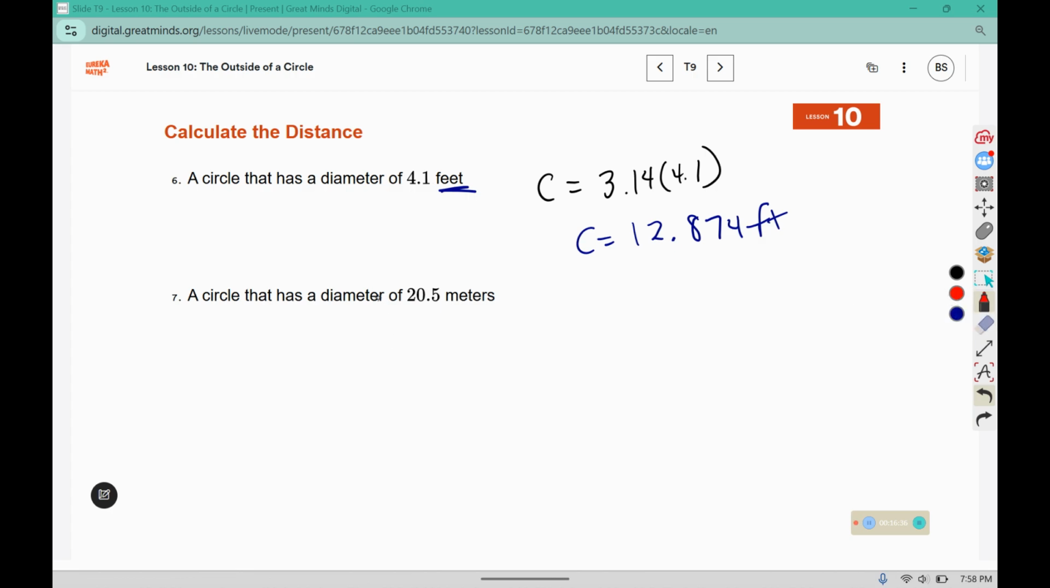12.874. This one has a diameter of 20.5 meters. So we're multiplying that value of the ratio by 20.5, and that is 64.37 meters around the outside of the circle.